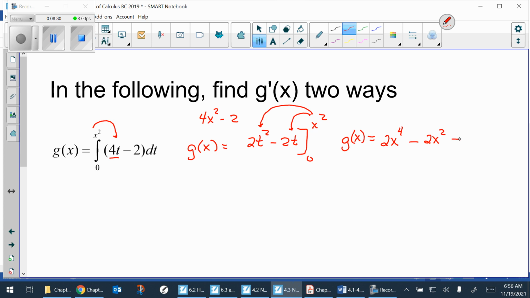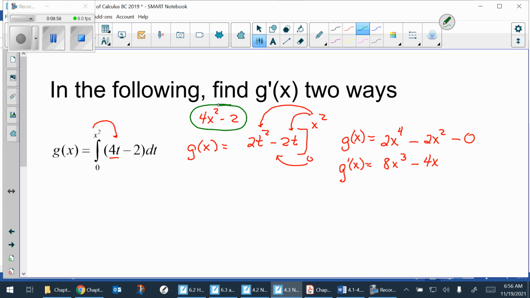And then I'm going to subtract away from that what I get when I put a 0 in here, which is 0. So there's g of x. When I find g prime of x, I get 8x to the 3rd minus 4x. And that is not what I had predicted the answer would be.